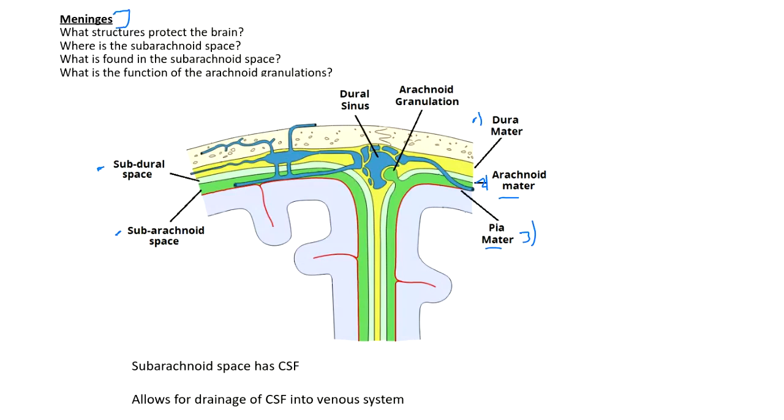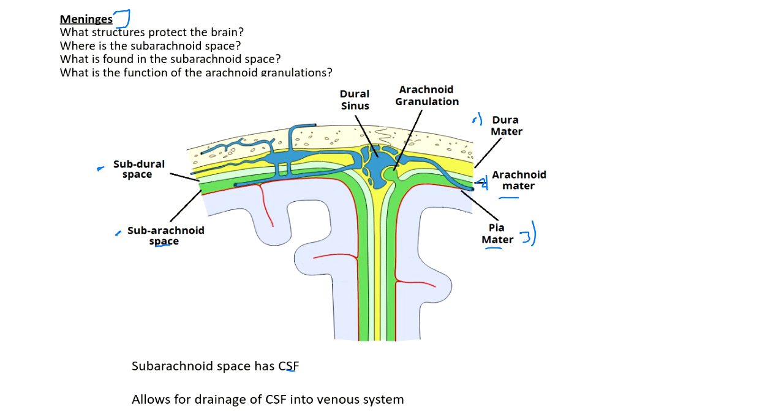Okay, now what's special about the subarachnoid space is that it has the cerebrospinal fluid. Remember that the ependymal cells are what make the cerebrospinal fluid. And when it's produced, it just chills in the subarachnoid space, going around the brain, the ventricles, the spinal cord.